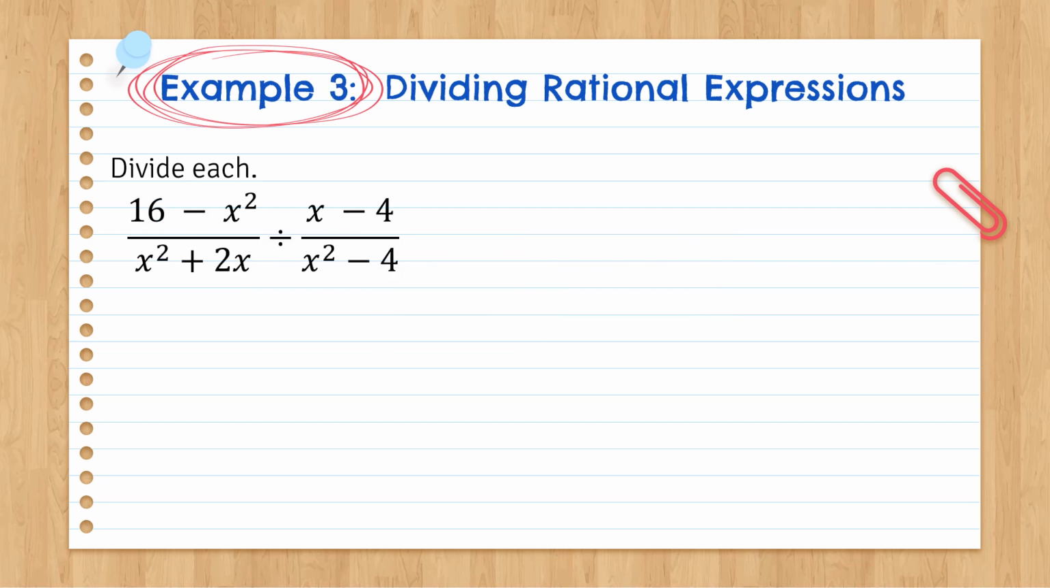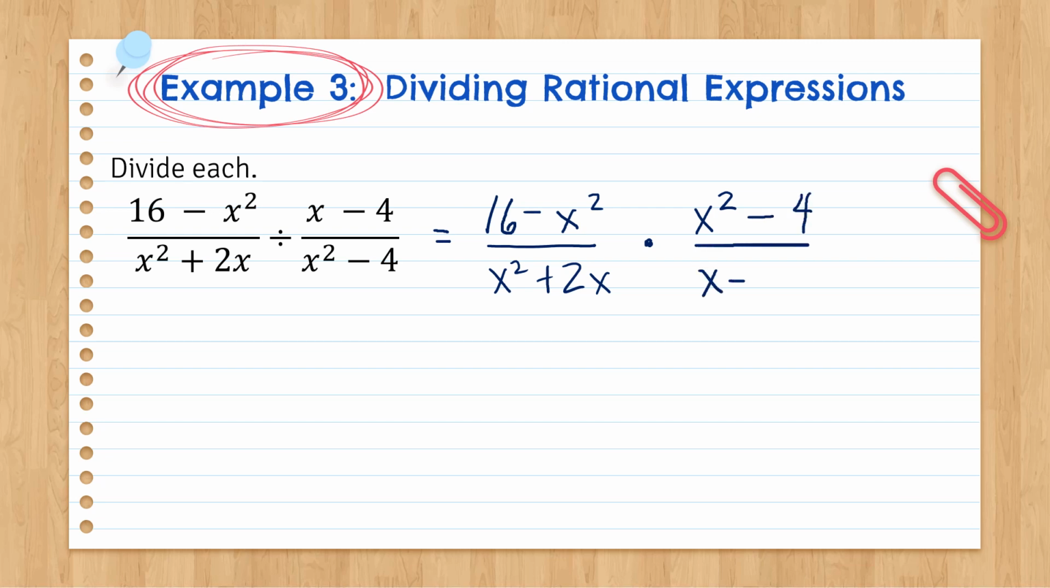Then for example number 3, it might sound or look difficult, but it's actually easy. Again, we copy the first fraction or dividend, then change it to a multiplication sign. The divisor's denominator now will be on the numerator since we are getting the reciprocal, over x minus 4.